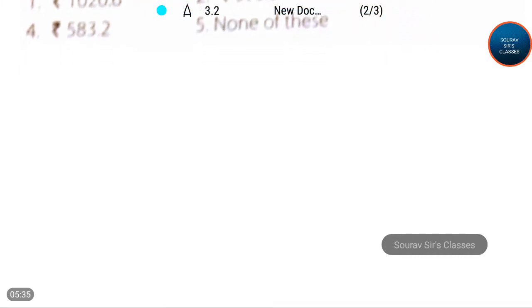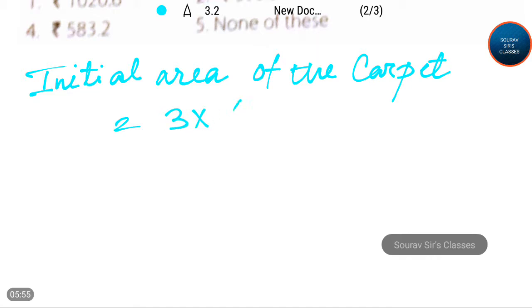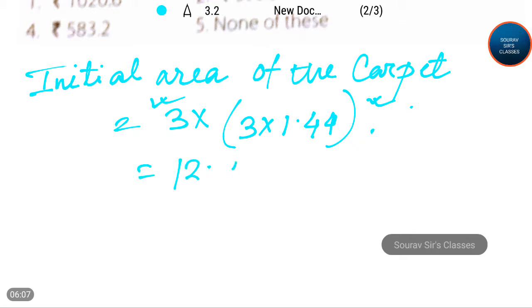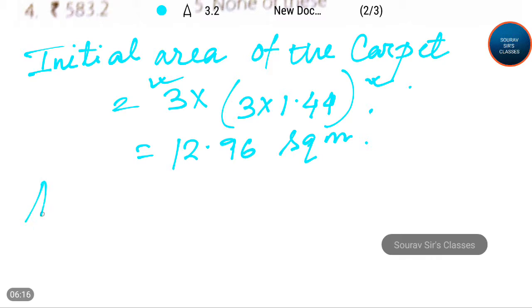Okay. The initial area of the carpet was 3 into 3 into 1.44, because this is the breadth and this is the length. So that is equals to 12.96 square meter.